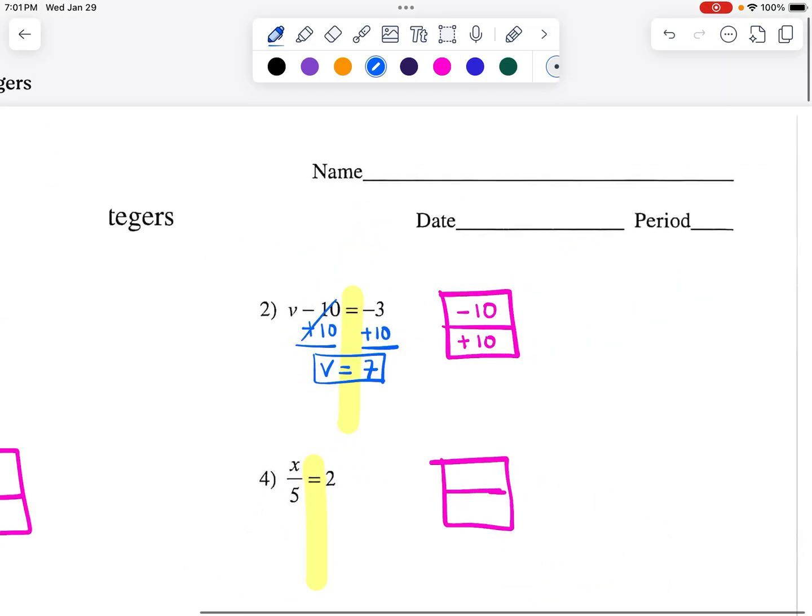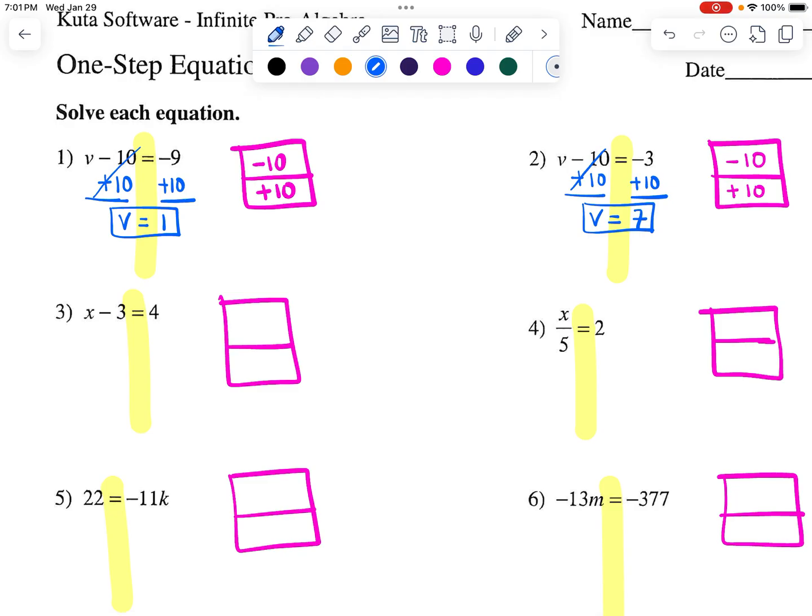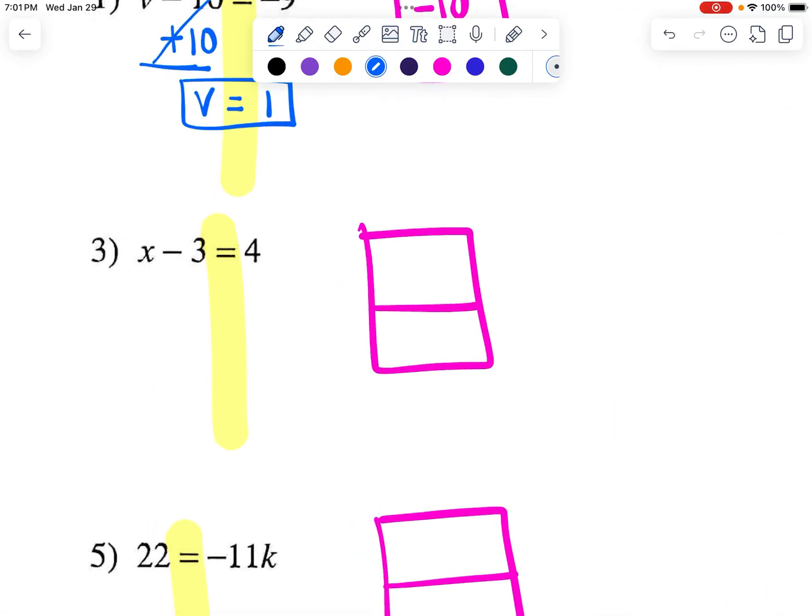All right, number 3. The opposite of subtracting by 3 is to add 3. So we're going to add 3 to the left and we'll add 3 to the right. As you can see, this will zero out. You see opposite signs, which is great. X equals 4 plus 3, 7.